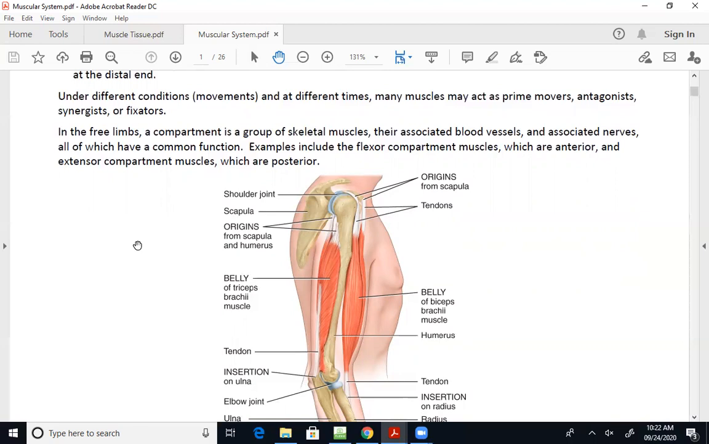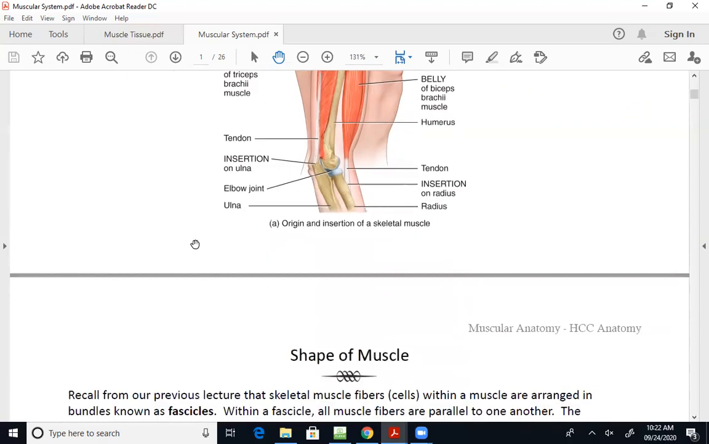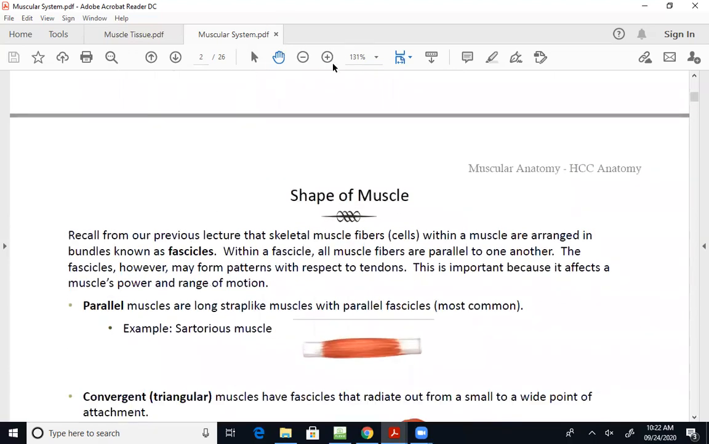The exception to that rule will be the ones that work on your knee, because you flex your knee backwards instead of forwards like you do for your elbow and your shoulder. You flex your hip forward. Your knee flexes backwards because it bends backwards. And then extensor compartment muscles are generally posterior. The picture on this page is not important, just the information.